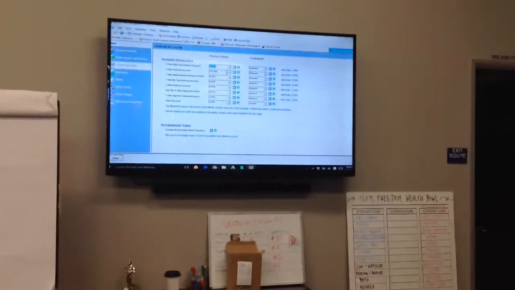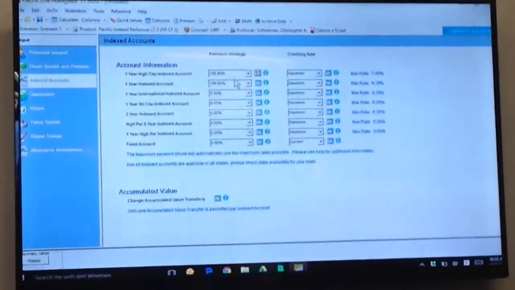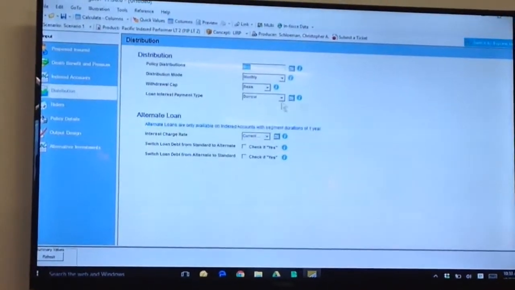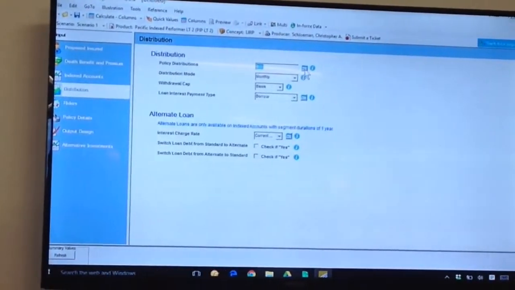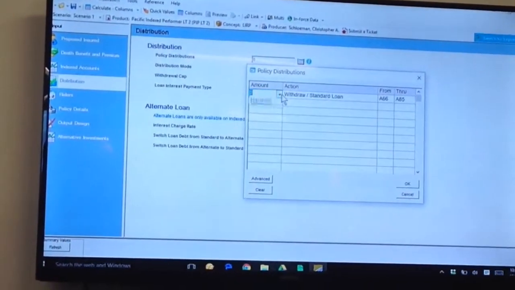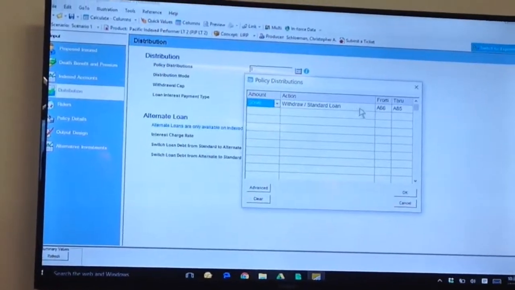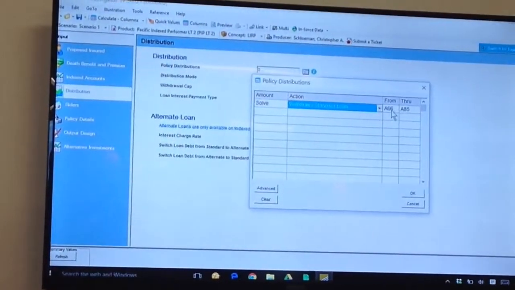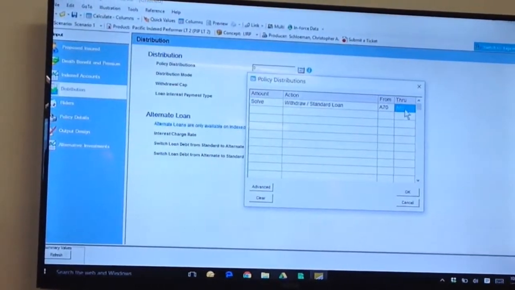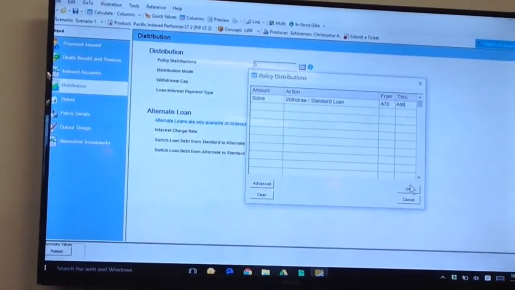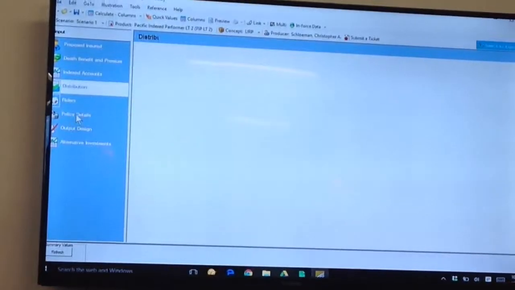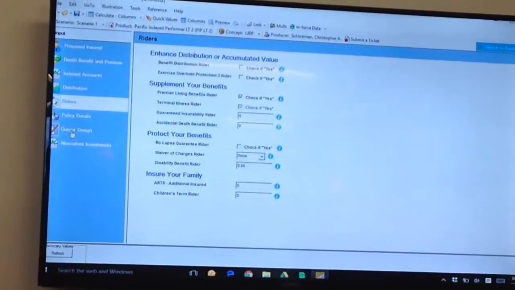We'll go 100% here, 0 here. We're just going to max this baby out because actually this has been performing at a higher rate over the past 20 years than what they even allow us to illustrate. I'm going to use solve here for the amount of money they're going to take home in retirement. Withdraw standard loan. We're going to start at age 70. And I always go for 20 years, which brings us to age 90. No riders. No policy details.